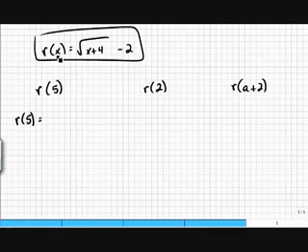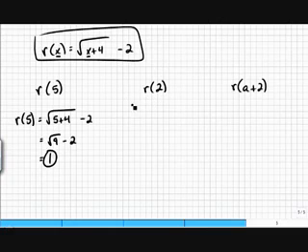In order to find r of 5, all that says is anywhere we have an x, which right there is the only place, just put a 5. So we now have the square root of, instead of x plus 4, the square root of 5 plus 4 minus 2, which is equal to the square root of 9 minus 2, which is 3 minus 2, which is 1.